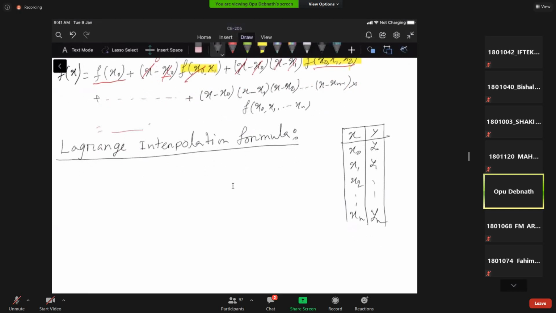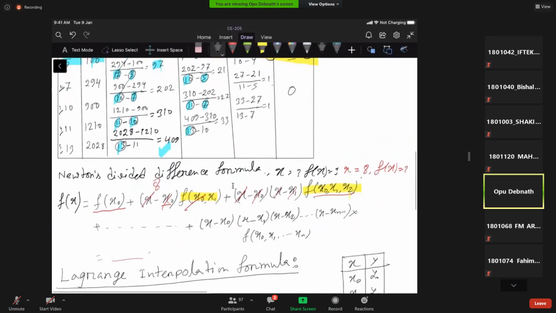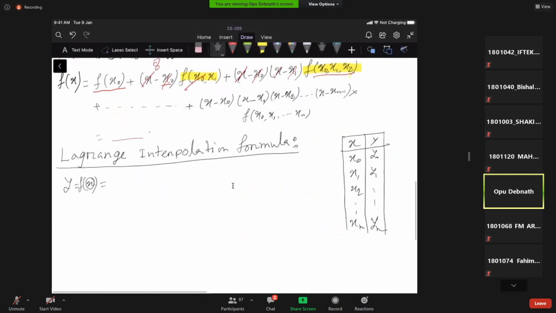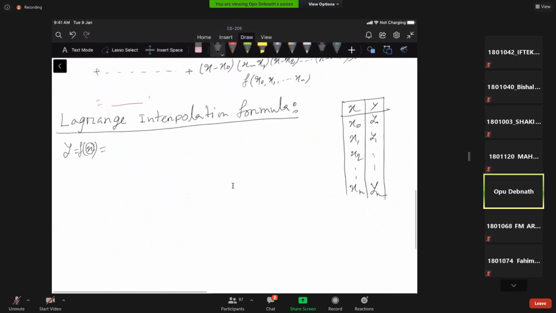In the Lagrange interpolation formula, if you need to find the value of y corresponding to an unknown x, we will form this as a function of x. Suppose here is a data set for these problems also. You need to know, for x equal to 8, what will be the value of the function. For these types of problems, if you use the Lagrange interpolation formula, you need to go for a long numerical calculation.